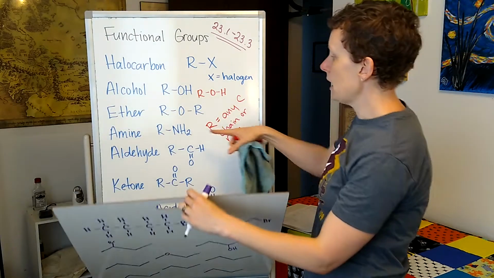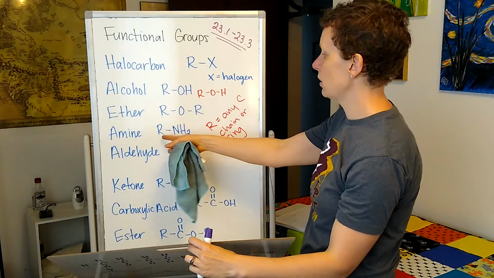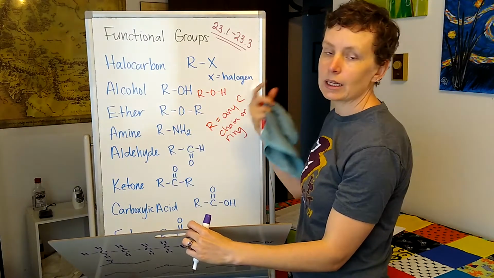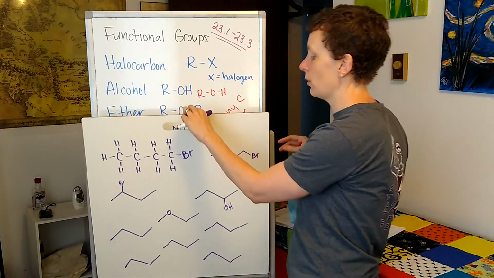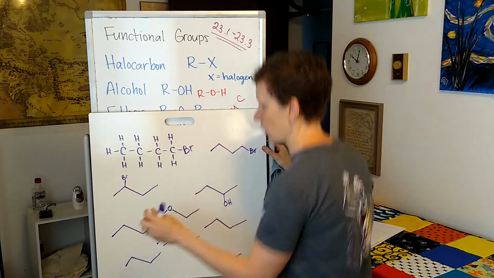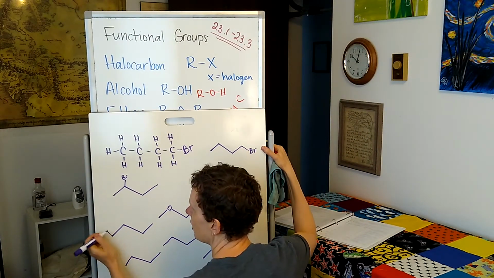Okay. Amine, again, an NH2 attached to an R. That's a single bond. It can just take the place of any hydrogen. It can go anywhere in the chain. If I want it to go on the end, I just add.